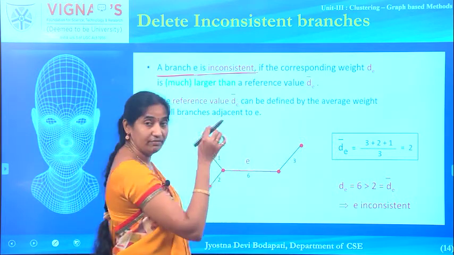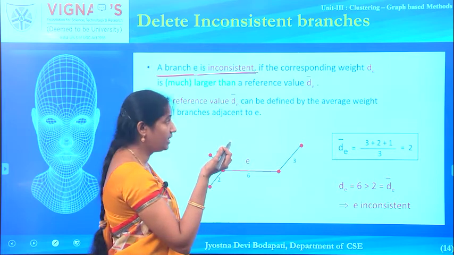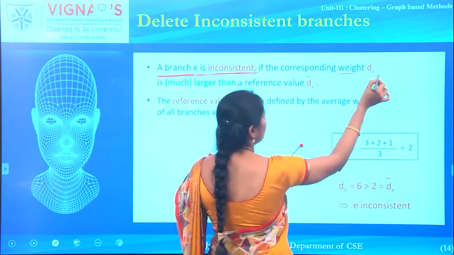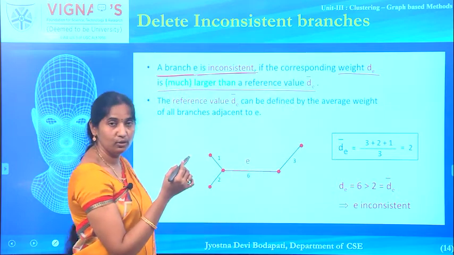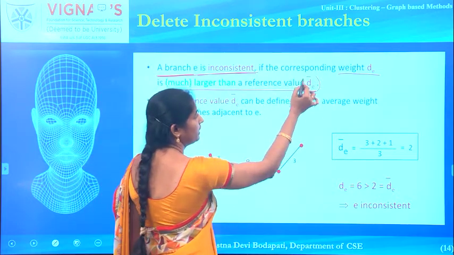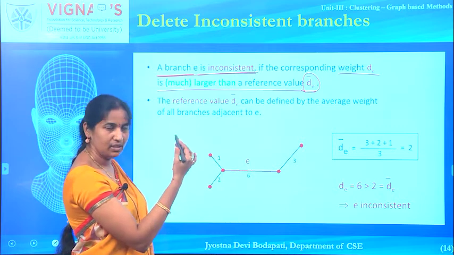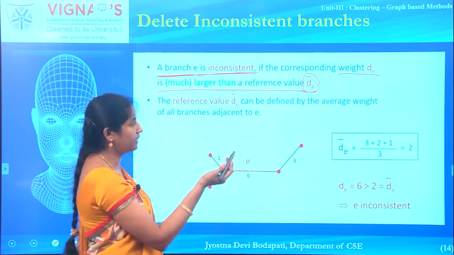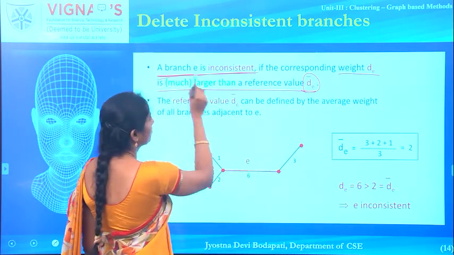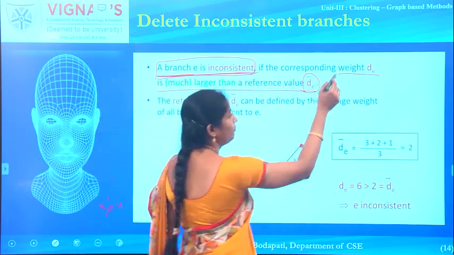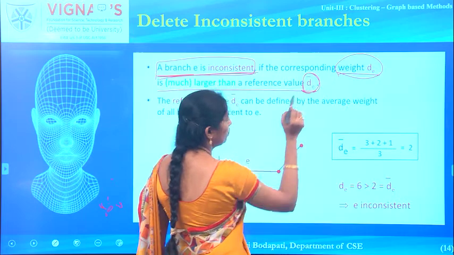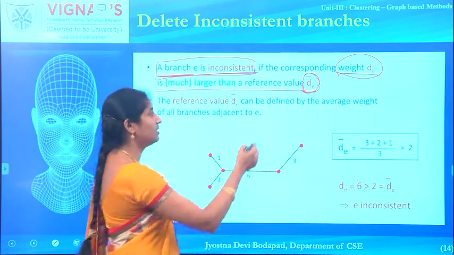If you consider any edge E and its weight dE is greater than the reference value dE complement. So, here dE complement is the reference value. We will see shortly what the dE complement is. So, any edge or branch can be called the inconsistent edge if the edge weight dE is greater than the dE complement.